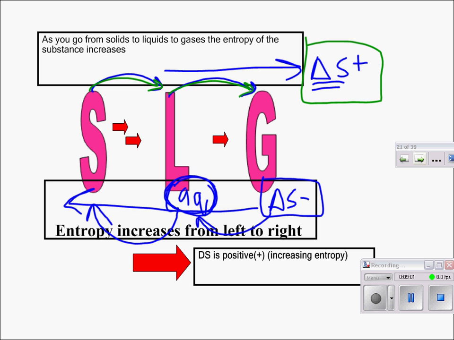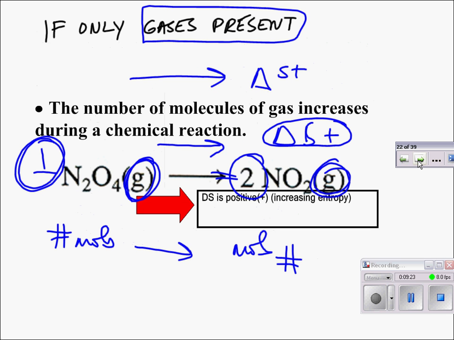Disorder is increasing. If you go from a gas to a liquid to a solid, any of those phase changes, we say the value for delta S is negative. Now remember, if something's aqueous, if you take a solid and put it in a solution, it's basically going from a solid to a liquid, or aqueous. So that is an increase in entropy. The other thing that happens is if only gases are present.